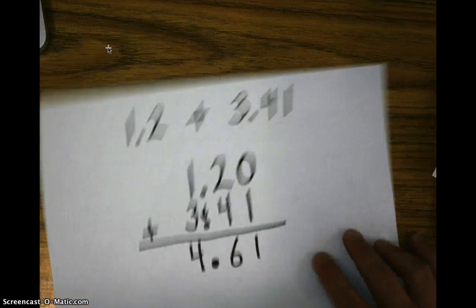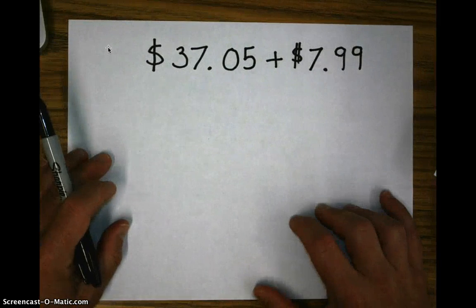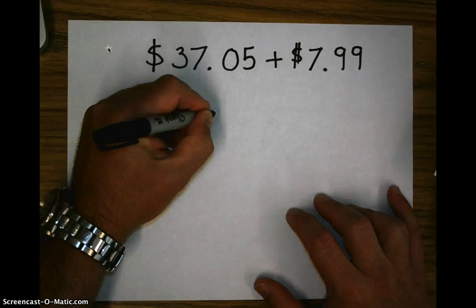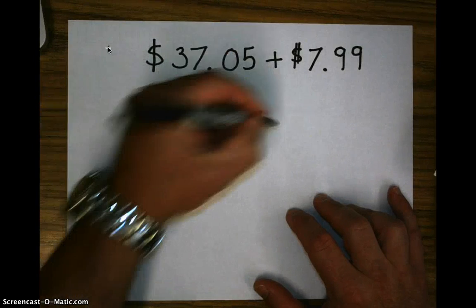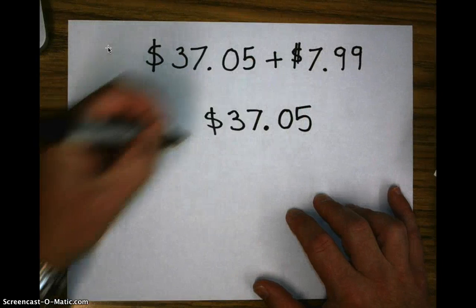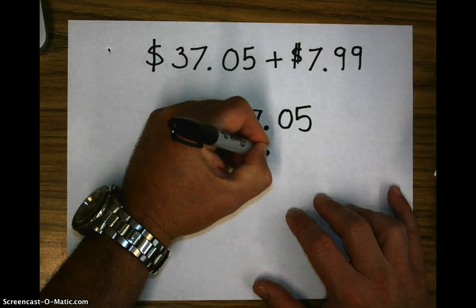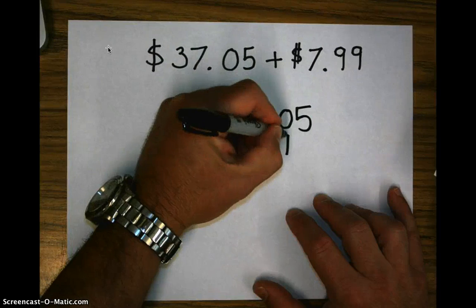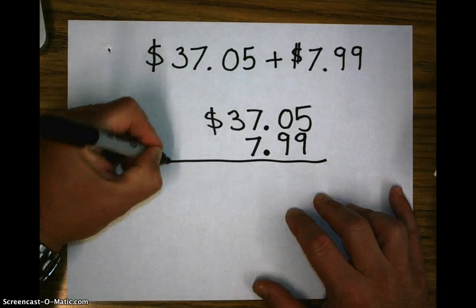Now, what about if I'm adding money? It's the same exact thing. So I'm going to take $37, and again, it doesn't matter what we put on top in addition. That's that commutative property of addition. I'm going to put $7.99 down below, and notice I am lining up my decimals. So important. Line up your decimals.